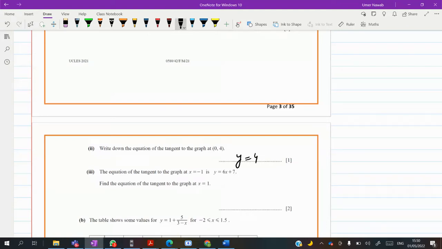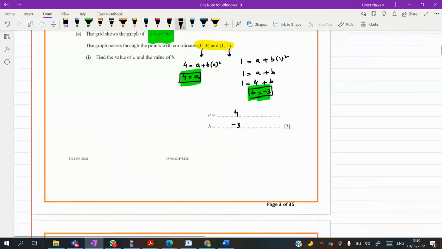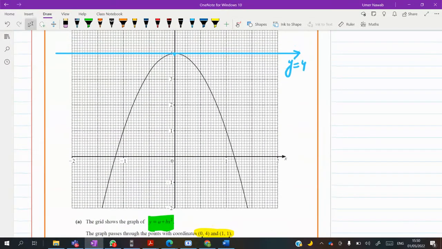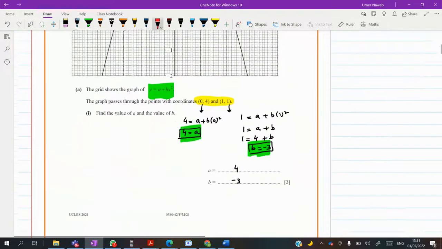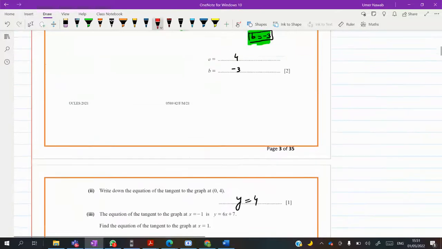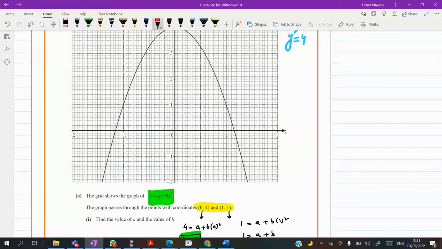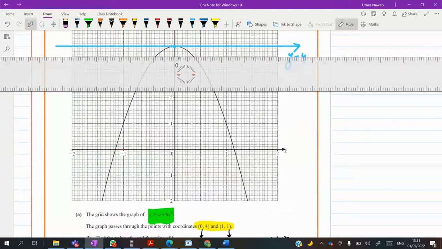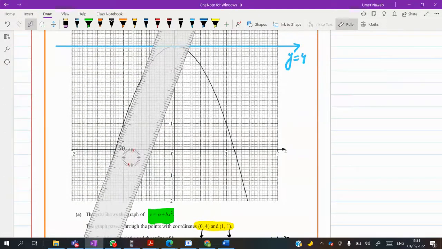Now he said the equation of a tangent to the graph at x is equal to -1 is y equals 6x plus 7. Find the equation of the tangent to the graph at x is equal to 1. Look at the parabola first. He said that the equation of the tangent at x is equal to -1 is this. If you draw the tangent here, he didn't ask us to draw, but I'm just going to show it to you.